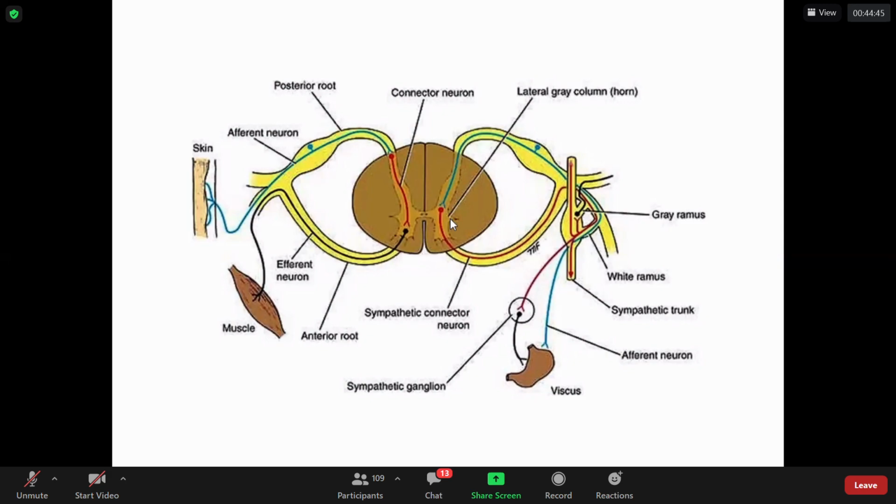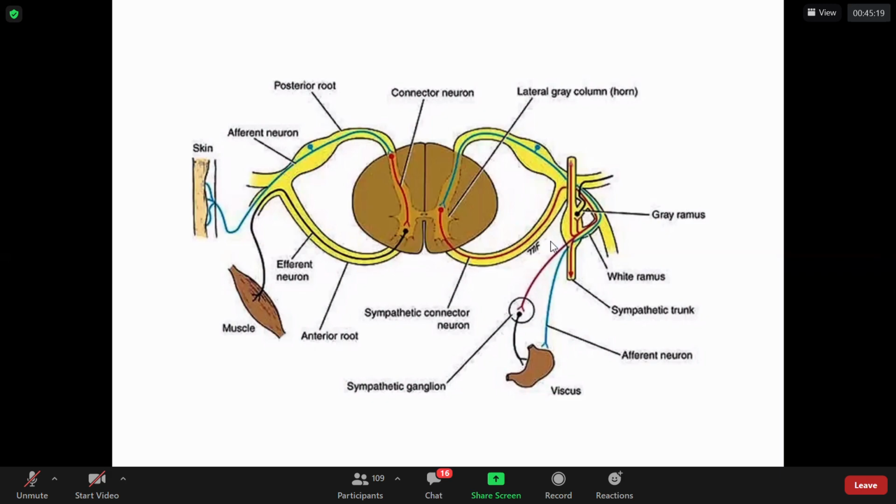But the difference is that T1 to L2 carry the fibers for sympathetic outflow, and sacral 2, 3, 4, though this is also lateral horn, carry the cell bodies for the parasympathetic outflow, right? So now these sympathetic chains are never ever related to the parasympathetic system. The sympathetic chains or tracts are related only to the sympathetic nervous system, right? Now I'm coming to that point.